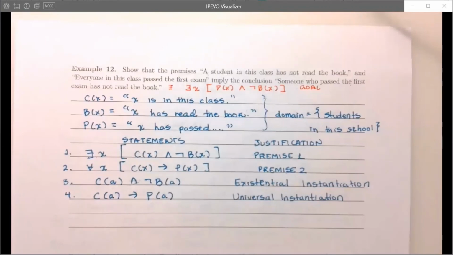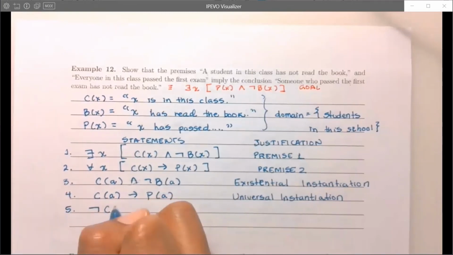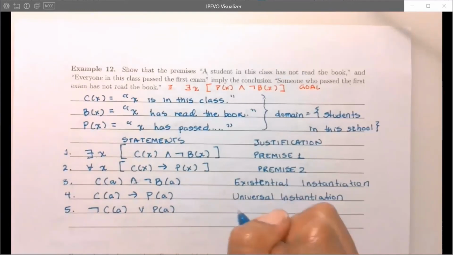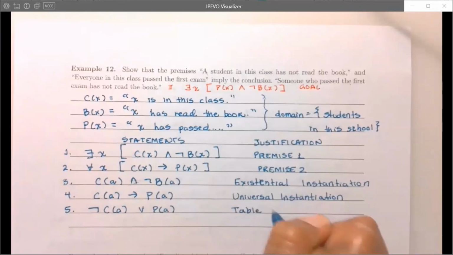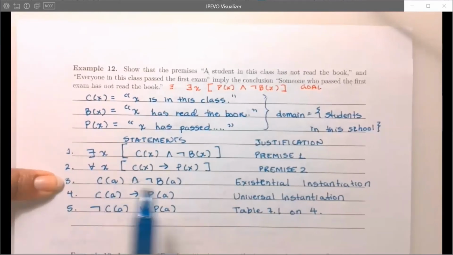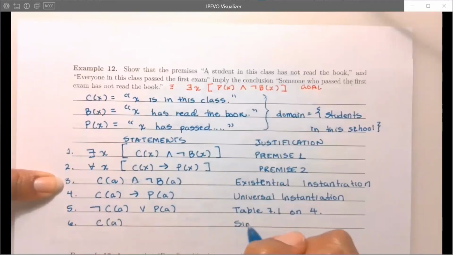Okay, what can we do from there? Well, from there, I can change this implication into a disjunction and see if it leads us anywhere. And that would become negation C of A or P of A, and so that would be by table 7.1 on my fourth statement. Okay, and then from number 3, I have C of A and negation B of A. So I can simplify. If it's true that the student is in this class and the student has not read the book, it's true that the student is in this class. This is simplification on 3.